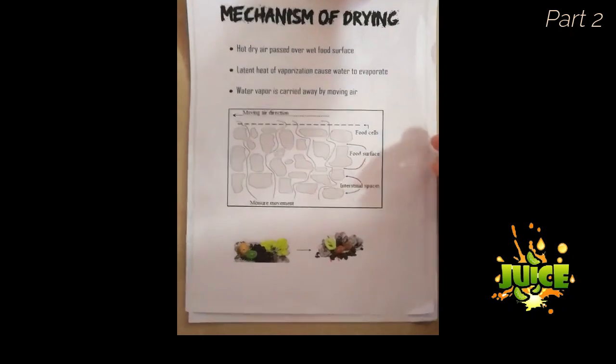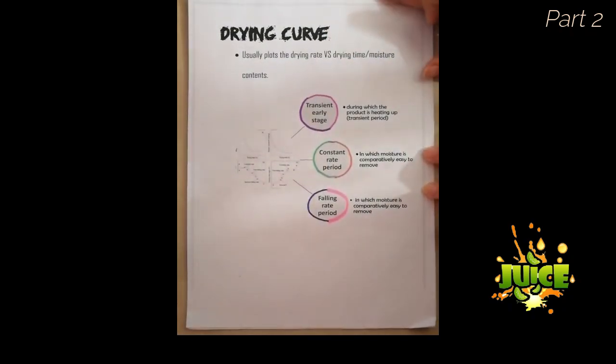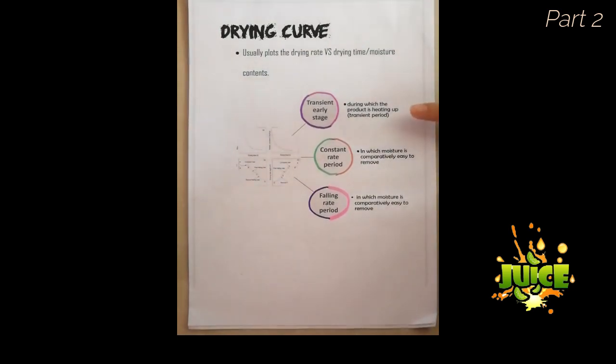Next is the drying curve. Normally, the drying curve will plot the drying rate versus drying time or moisture content. There are three major stages of drying that can be observed in the drying curve, which are the transient early stage, which represents the period when product is heating up.